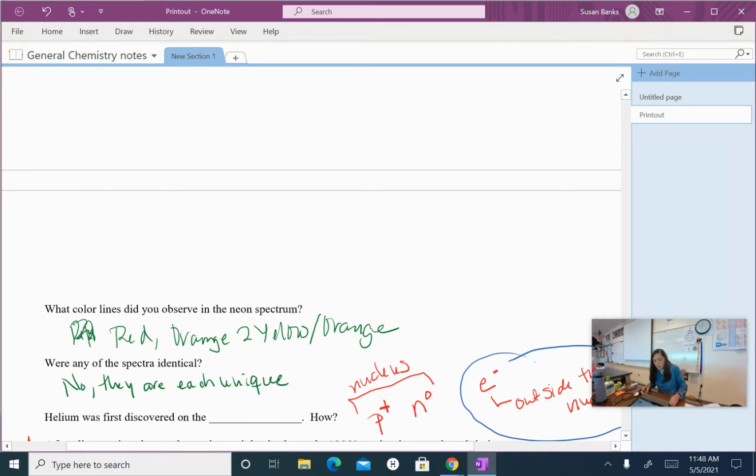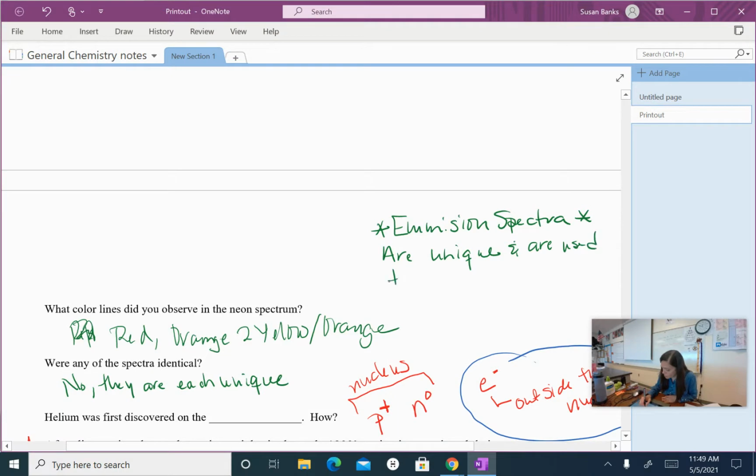Okay, so let's take that idea a little bit further. Can I get a spectrum for each of the different elements on the periodic table and actually have them each be unique? Yes, I can. So the big idea of these are emission spectra. Emission spectra are unique. And we can identify each element based on the emission spectra that we have. And they are used to identify elements.